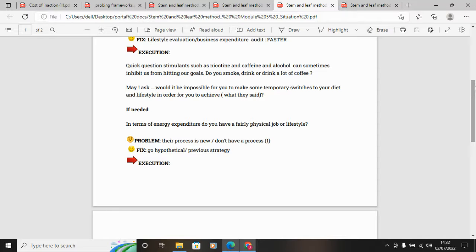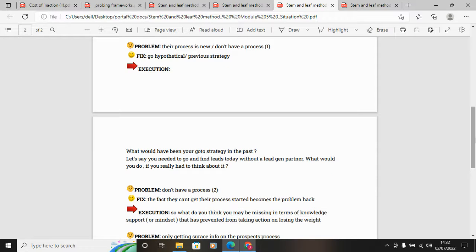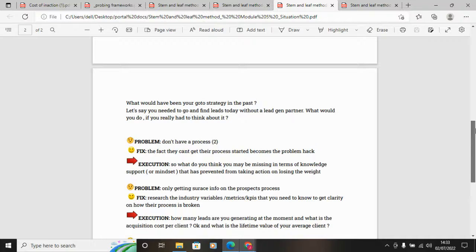Okay, so the next problem is if their process is new or they don't have a process. So go hypothetical or previous strategy. Like, what would have been your go-to strategy in the past for weight loss? Or let's say that you did need to find leads today without a lead gen partner. What would you do if you really had to think about it? Then you've got some hypothetical that you could probe into. Okay, so that's how that works.